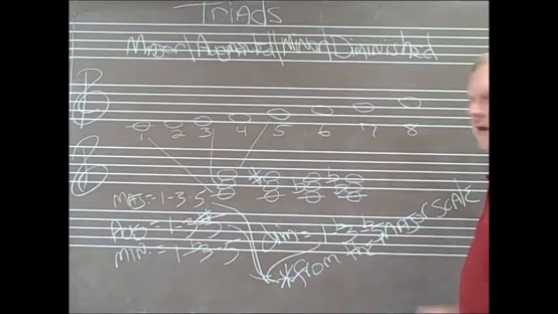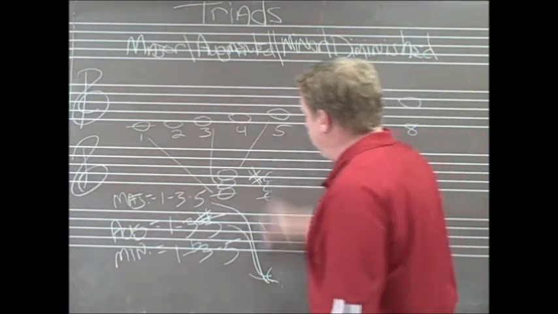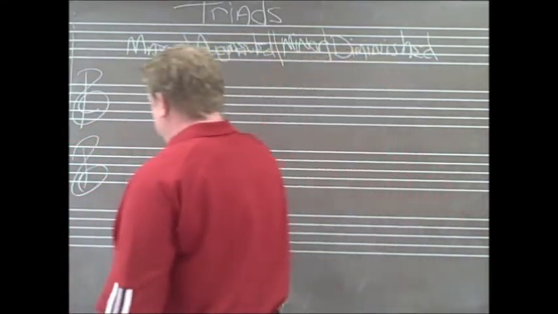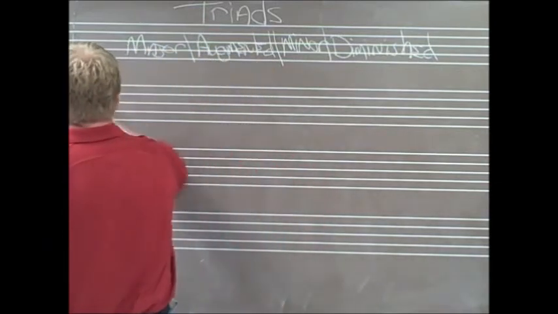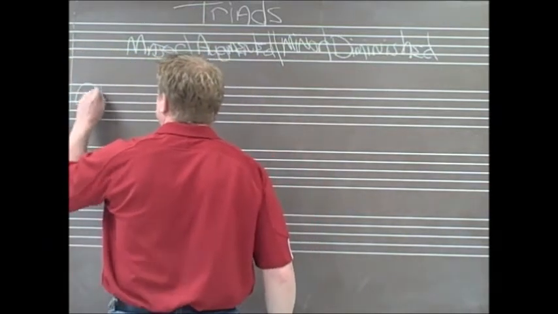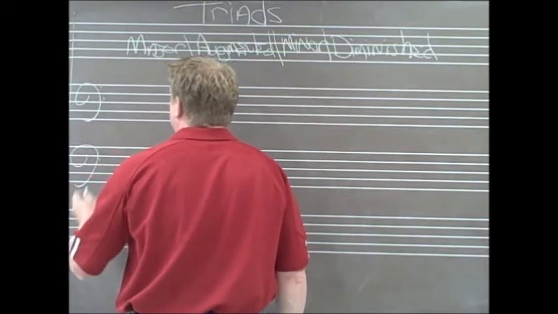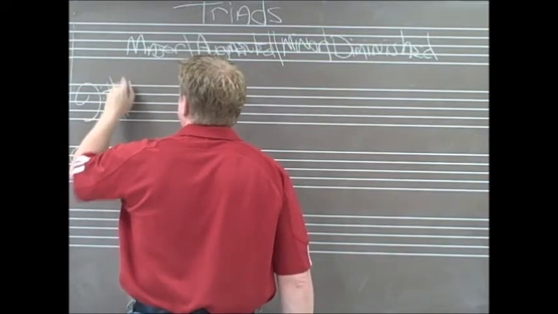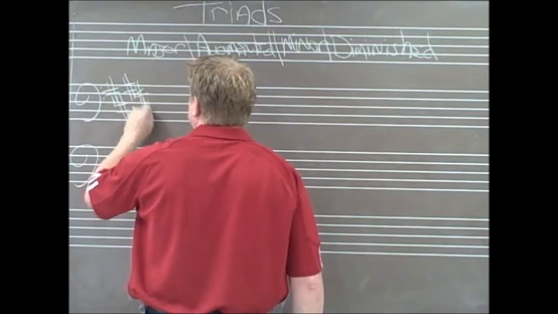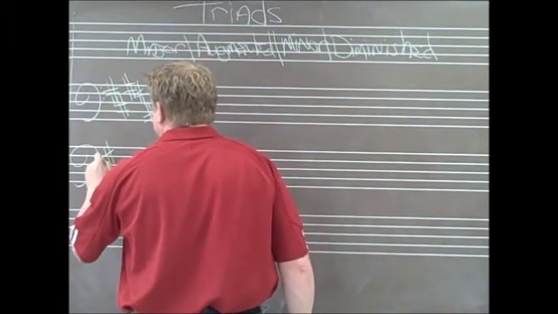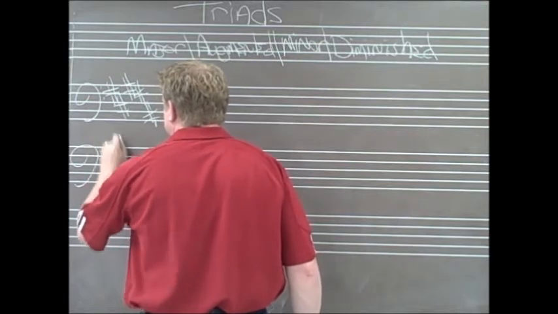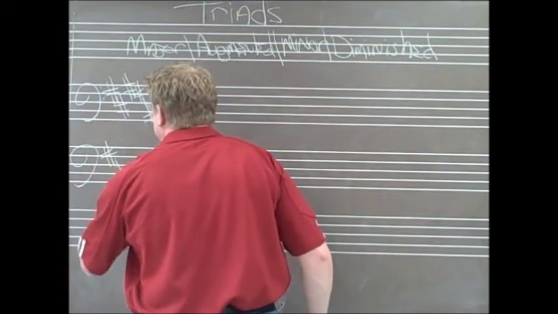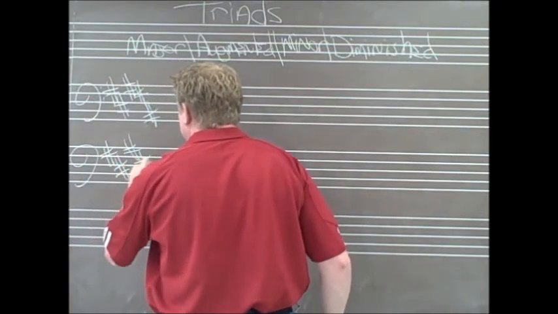Okay, let's pick a different key. Let's pick maybe a different clef. How about bass clef? And how about the key of B? So I go, fat, cats, go, down, alleys. Fat, cats, go, down, alleys.